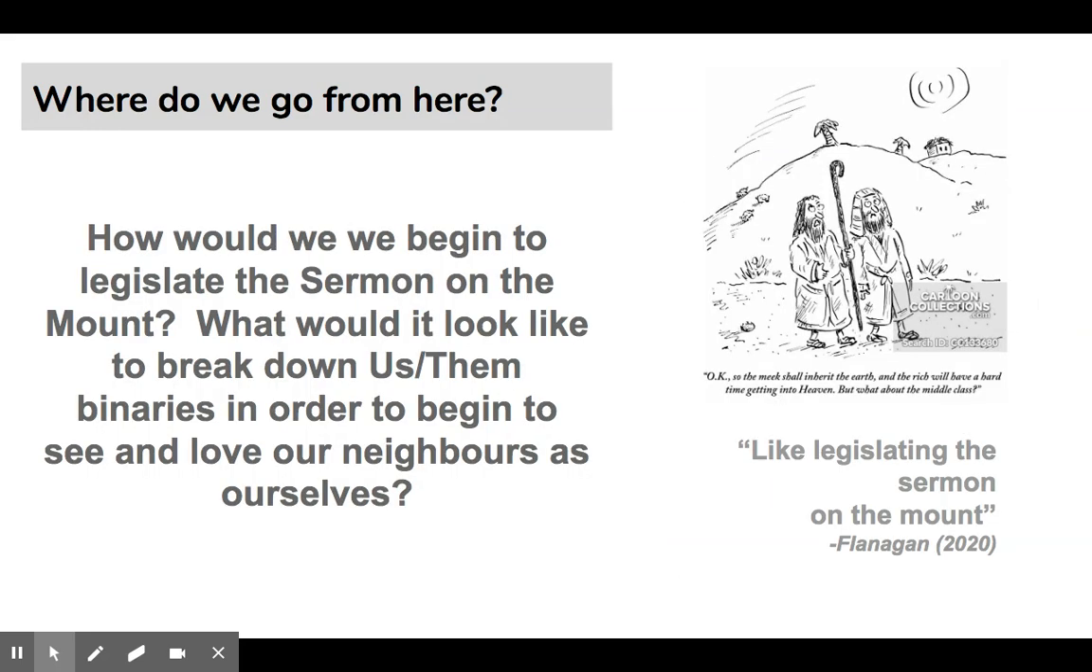I'll leave you with a question to consider following Flanagan's contemptuous suggestion that implementing UNDRIP would be like legislating the Sermon on the Mount. What if we were to attempt to legislate the Sermon on the Mount? What would that look like? What would it look like to no longer frame the conversation around an us versus a them, a binary, and instead begin to see Indigenous people as neighbors and actually try to love our neighbors as ourselves?